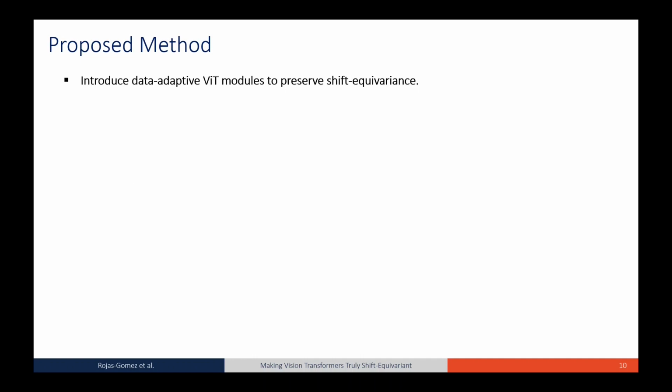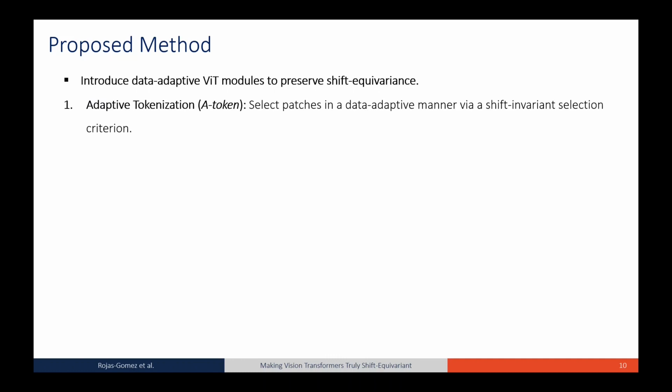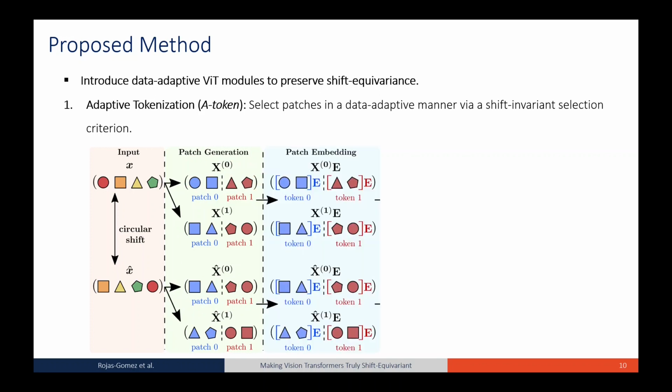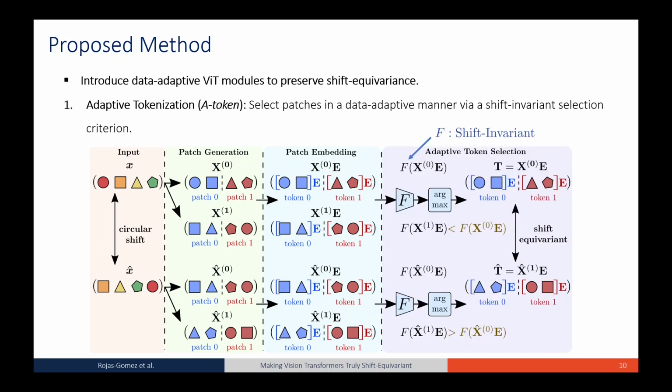We propose redesigning the ViT modules that break shift equivariance in a data-adaptive manner. First, we introduce an adaptive tokenization that selects patches based on input properties. Given an input and its shifted version, we compute all possible patch partitions and subsequent tokens in an efficient manner. Then we compute the response of each token to a shift-invariant selection criterion F, and select the partition with the highest response. Given its shift-invariant property, partitions with the highest response to F are guaranteed to be the same up to a shift, leading to shift equivariance.